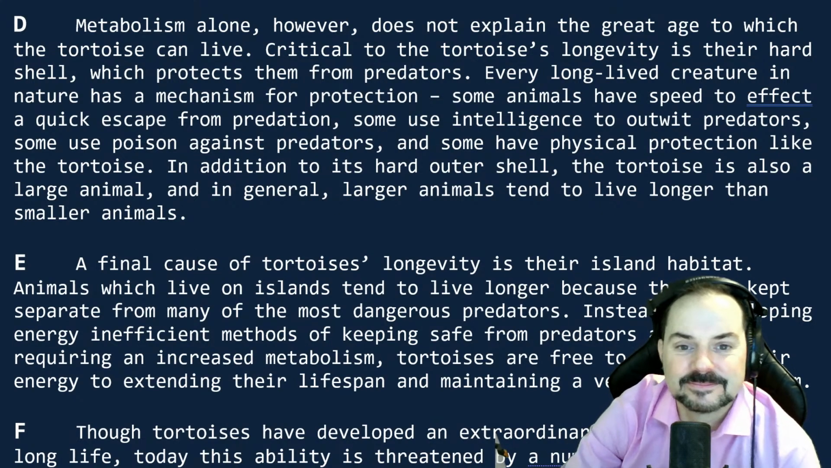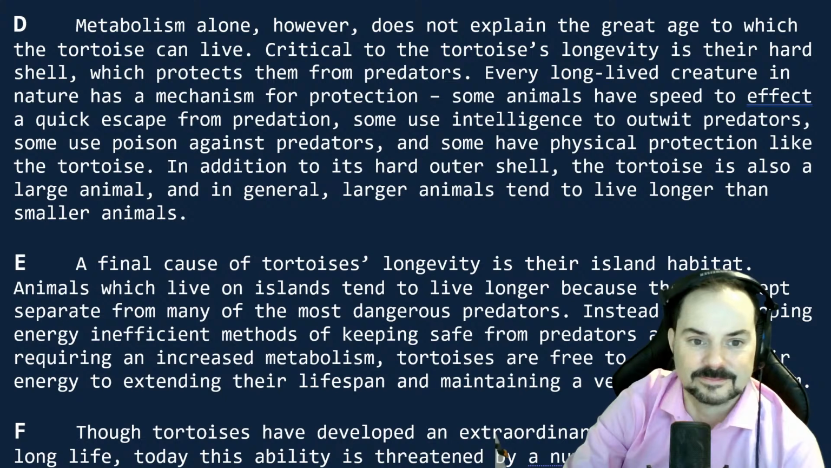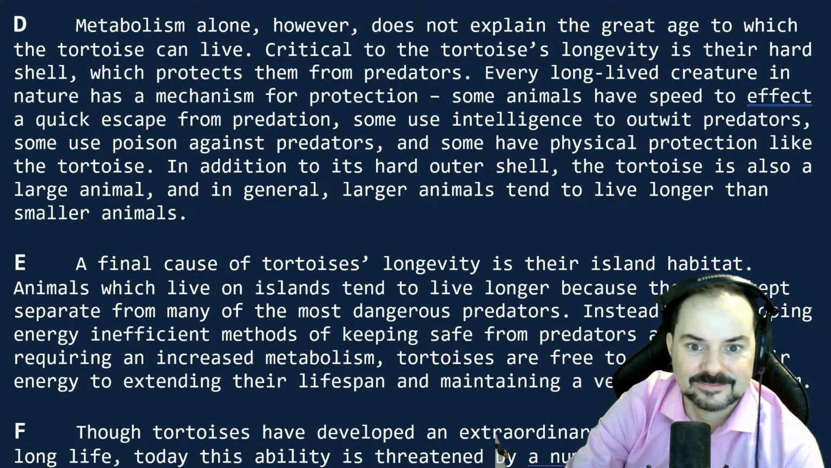Metabolism alone, however, does not explain the rate at which the turtle can live. Critical to the total longevity is their hard shell, which protects them from predators. Every long-lived creature in nature has a mechanism for protection. Some animals have speed to effect a quick escape from predation. Some use intelligence to outwit predators. Some use poison against predators, and some have physical protection like the tortoise. In addition to its hard outer shell, the turtle is also a large animal, and in general, larger animals tend to live longer than smaller animals.